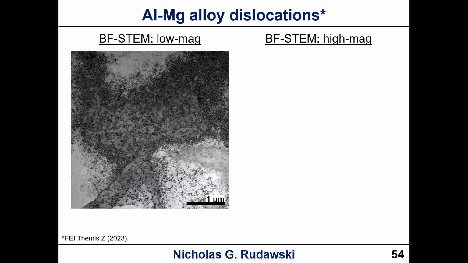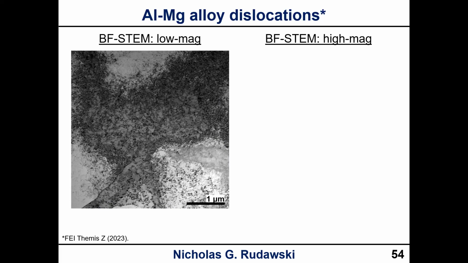Okay, so we can look at another example of this. An aluminum magnesium alloy, which has a bunch of dislocations in it. This is a low mag image of a single grain. As a result of the lamella prep process, there's a lot of bending within this grain. So you're seeing the result of that bending in this bright field STEM image. What you can see is that the appearance of the dislocations is highly variable depending on where I am within this area, depending on how much bending I have.